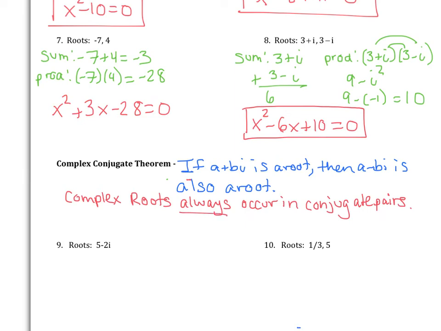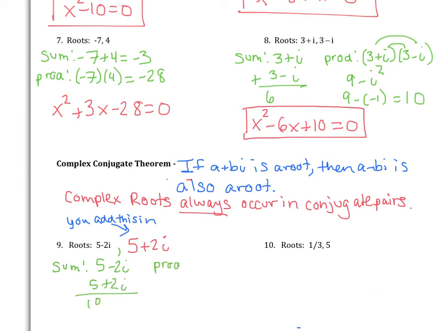So even if in the problem I only list the root as 5 minus 2i, you need to know to automatically add in 5 plus 2i as another root. Now we're going to go about the problem just like we were the ones above. We're going to find their sum. 5 minus 2i and 5 plus 2i is going to add up to 10. And we're going to find their product using FOIL.